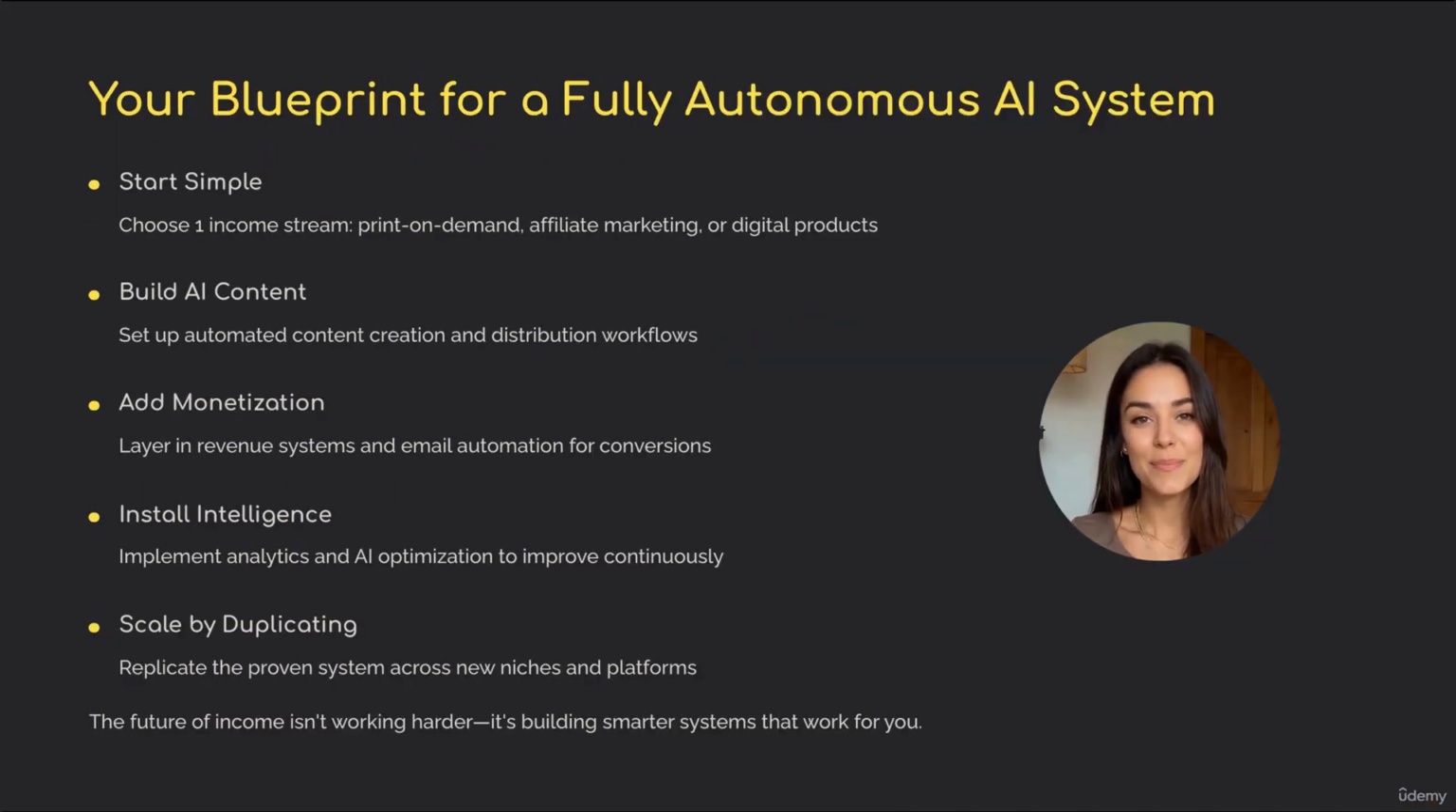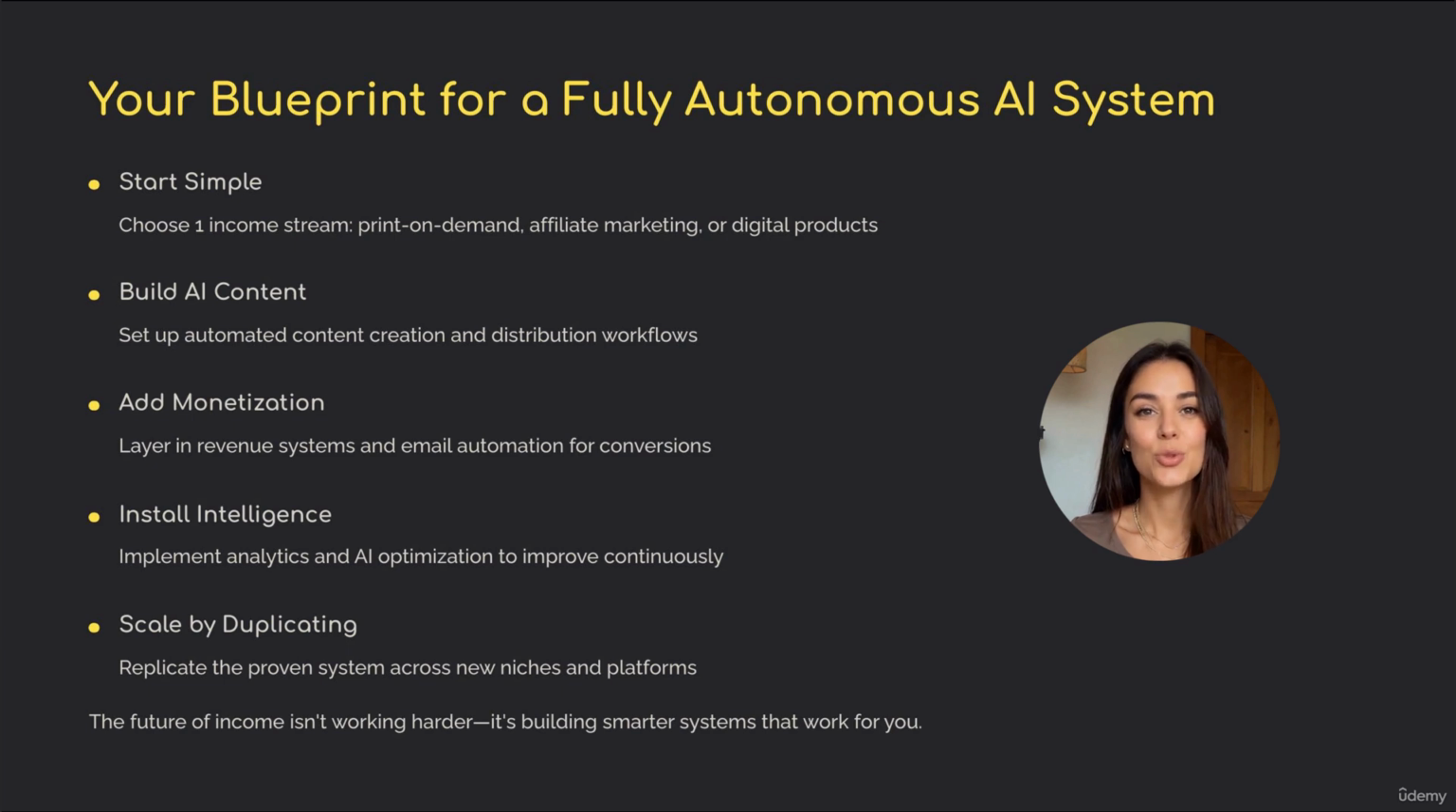You don't need to build a massive system from day one. Start with a single passive income stream, like a digital product, affiliate funnel, print-on-demand store, or faceless YouTube channel. Then, build an AI-powered content engine to support it. Add automation to distribute that content across multiple channels. Integrate monetization, email sequences, checkout automation, upsells, and chat support. Finally, plug in analytics tools and AI insights so the system can continue improving.